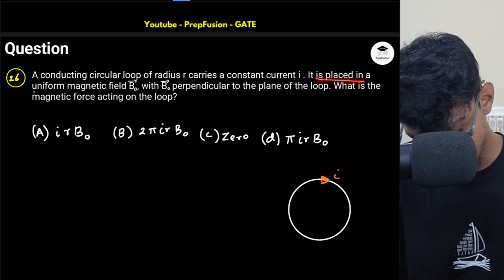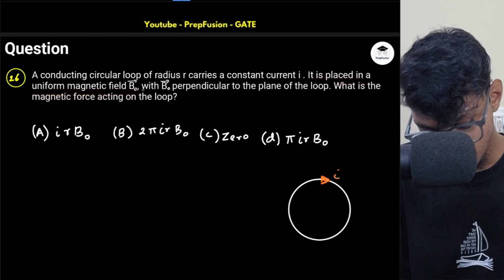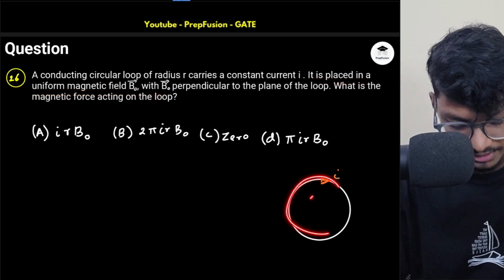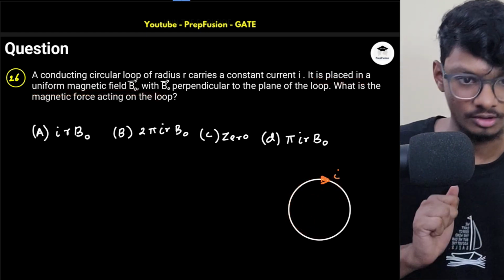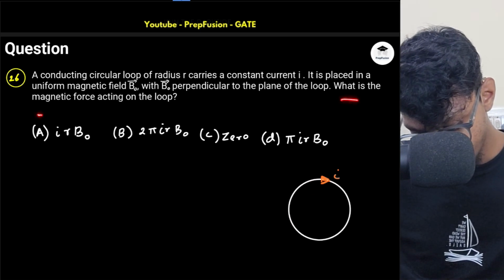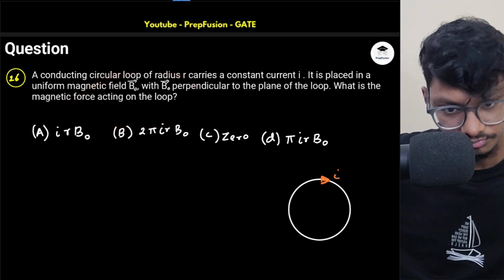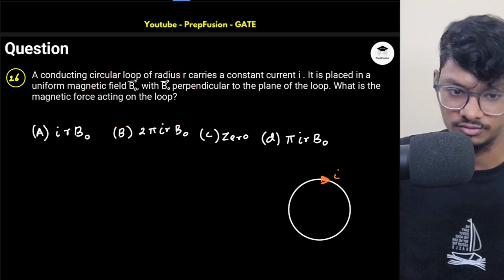It is placed in a uniform magnetic field B0, with B0 being perpendicular to the plane of the loop. So it is always either inwards or outwards from the loop. What is the magnetic force acting on the loop? Now, what will be the magnetic force acting on the loop?